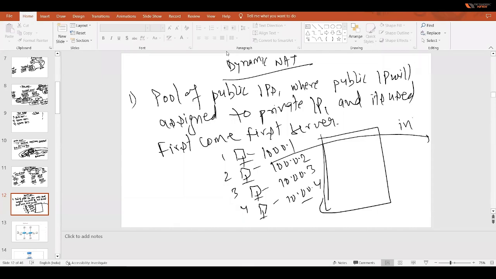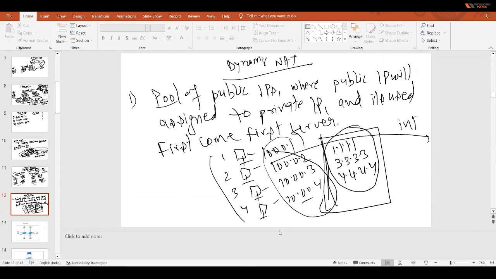Whenever they go to the internet, I have assigned three public IPs for those PCs: 1.1.1.1, 3.3.3.3, and 4.4.4.4. Let's take an example. We have only four PCs and three public IPs. Dynamic NAT is a pool, like a group. Pool means group. In the group, we have given three public IPs. Whenever those four users go outside, each will be assigned one public IP.